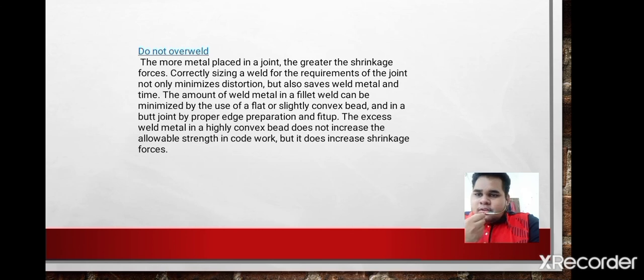Lastly, do not overweld. The more metal placed in a joint, the greater the shrinkage forces. Correctly sizing a weld for the requirements of the joint not only minimizes distortion but also saves weld metal and time. The amount of weld metal in a fillet weld can be minimized by the use of a flat or slightly convex bead, and in a butt joint by proper edge preparation and fit up. The excess weld metal in a highly convex bead does not increase the allowable strength in cord work, but it does increase shrinkage forces.